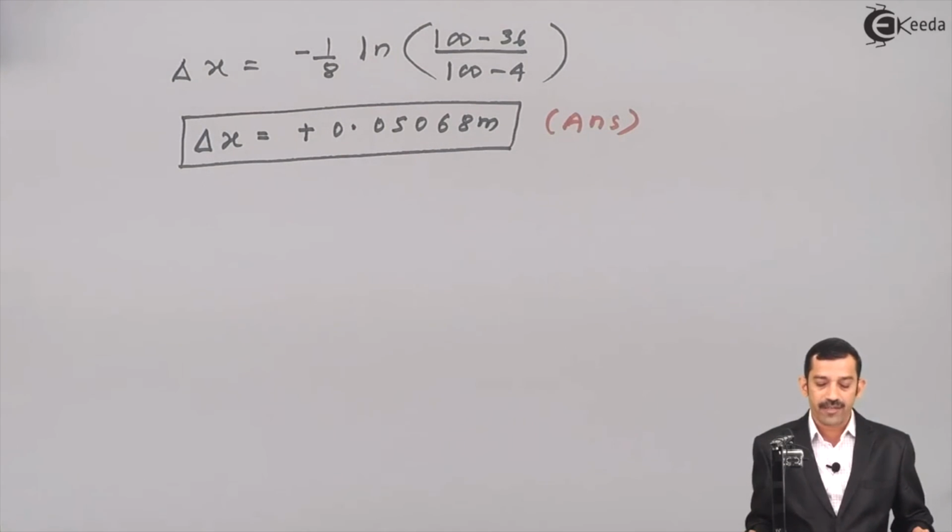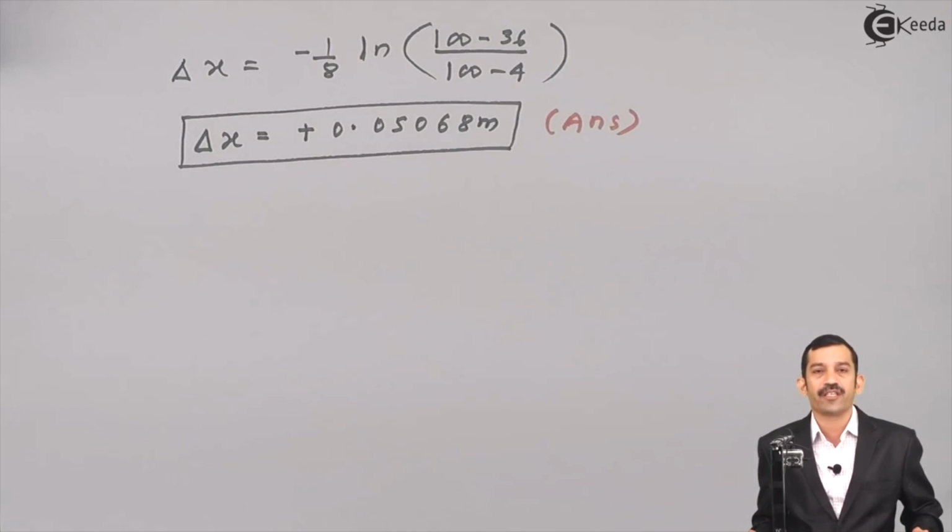So what are you getting? You get the time interval when velocity increases from 1 meter per second to 3 meter per second, and you get the displacement when velocity increases from 1 meter per second to 3 meter per second.